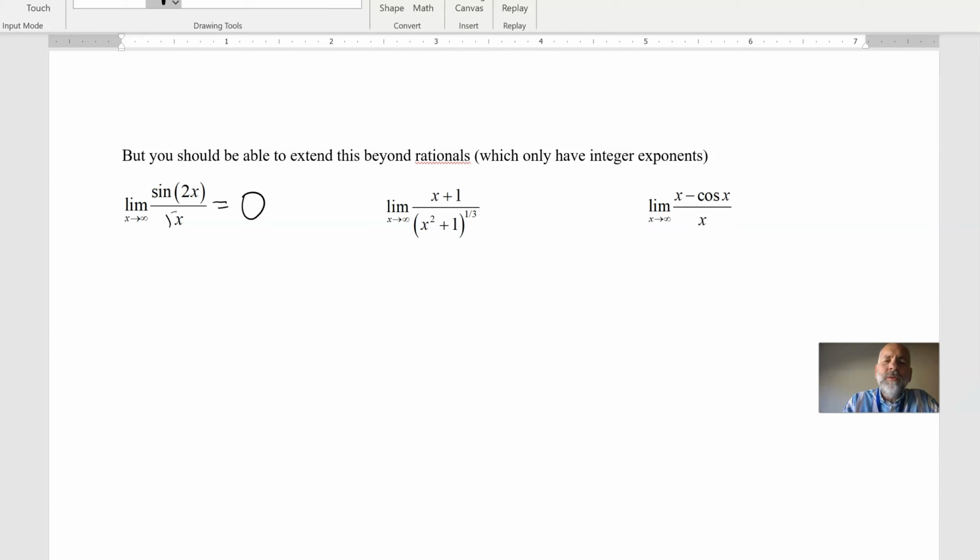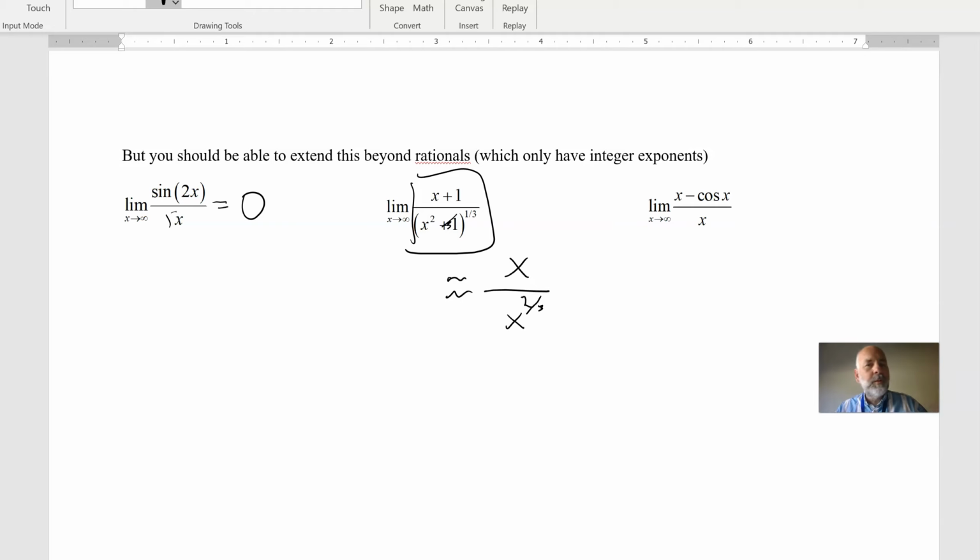So you go to the second one. Well, the numerator is an x to the 1, and the denominator, now I can't distribute that exponent, but basically this plus 1 over time as x gets infinitely big is not going to really matter. And so I can think of it as x squared to the 1/3. So this expression here is approximately equal to x over x to the 2/3.